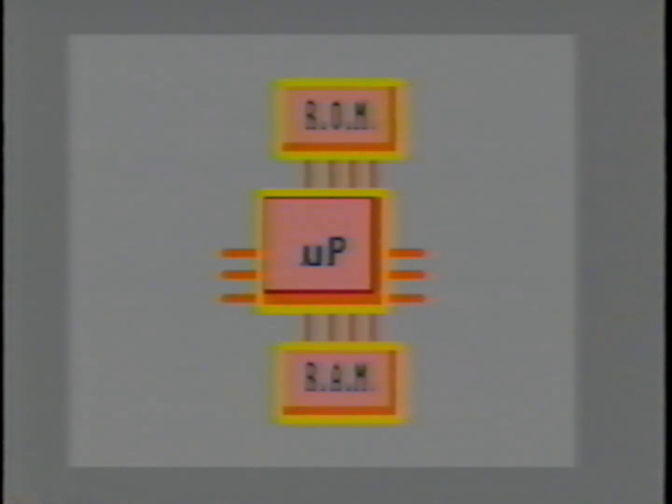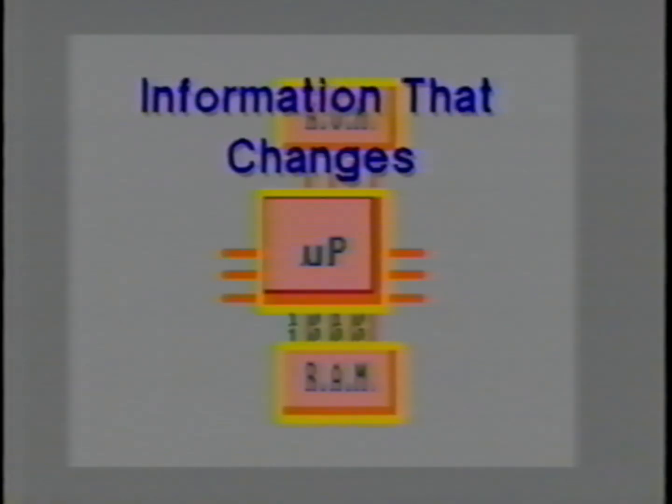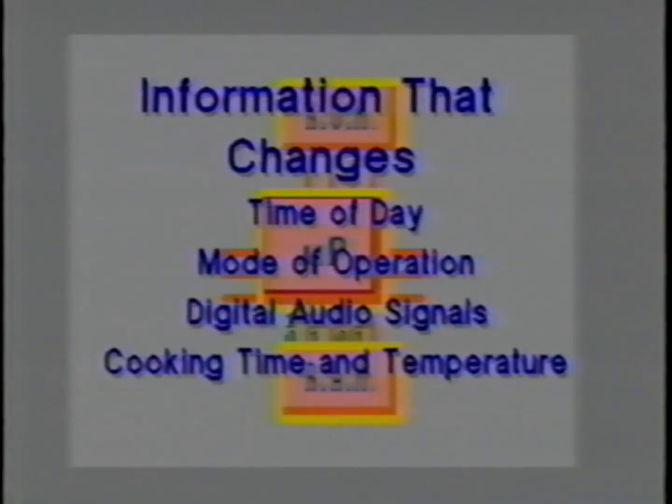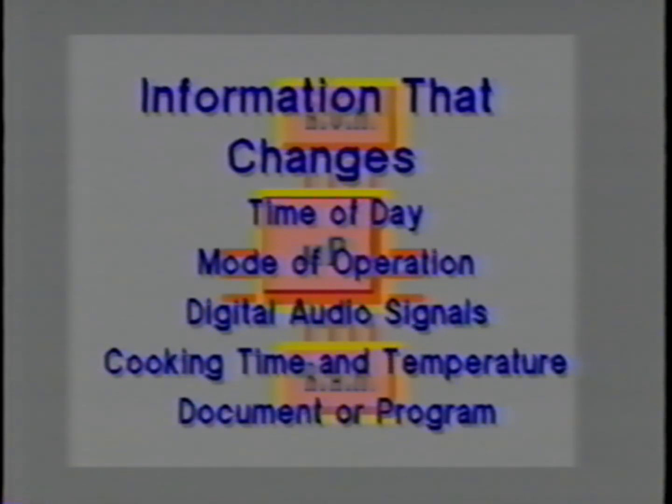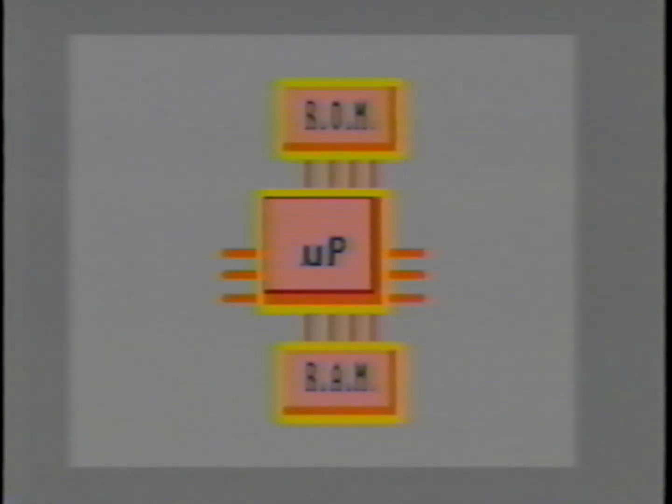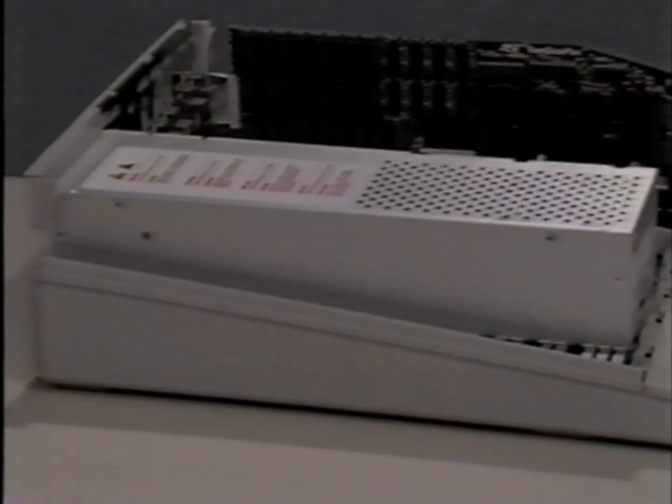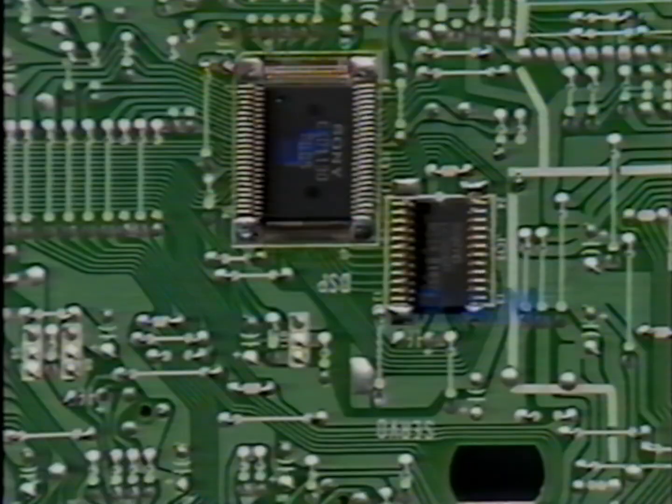RAM is IC memory which stores information that changes as the product is used. Such information might include the time of day, the mode of operation, digital audio signals, the cooking time and temperature, a document, or a consumer's program. This information cannot be stored in ROM since it is constantly changing. The amount of variable information needed during the normal operation of a product dictates the amount of RAM used in a system. Desktop computers require a large amount of RAM, while a compact disc player, or VCR, will require relatively little RAM.